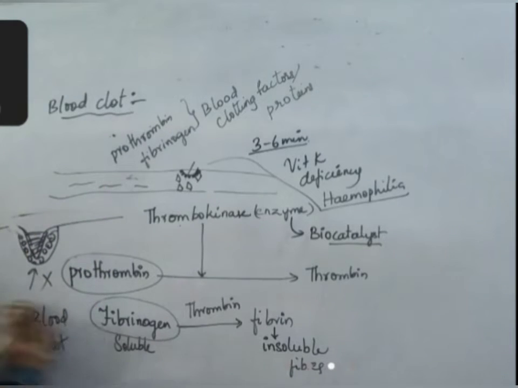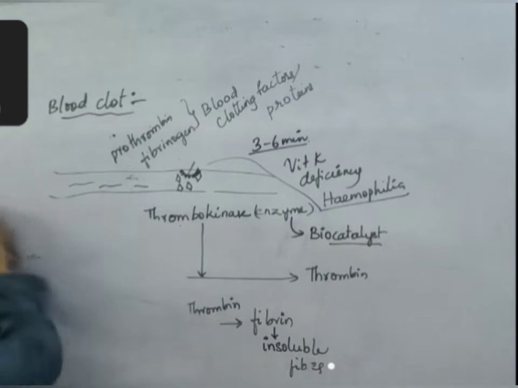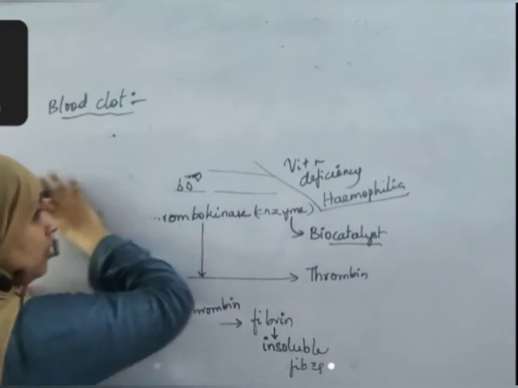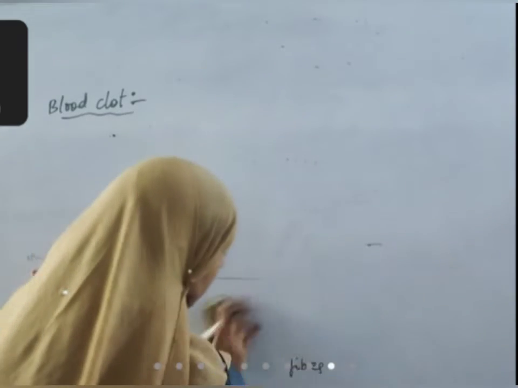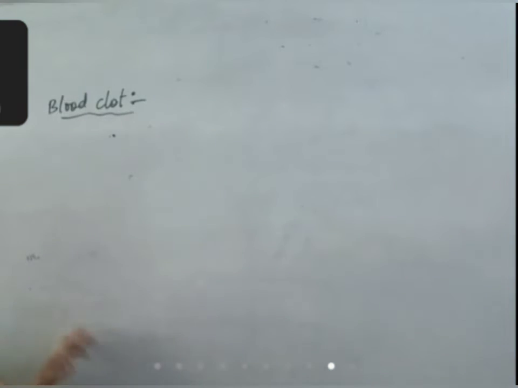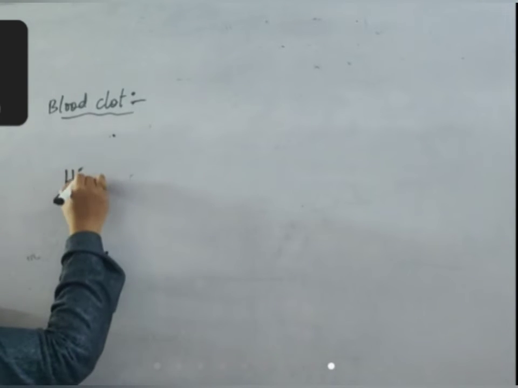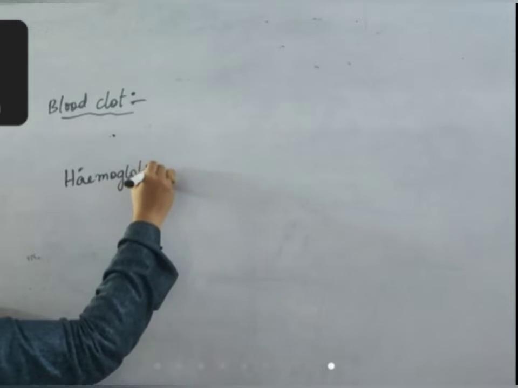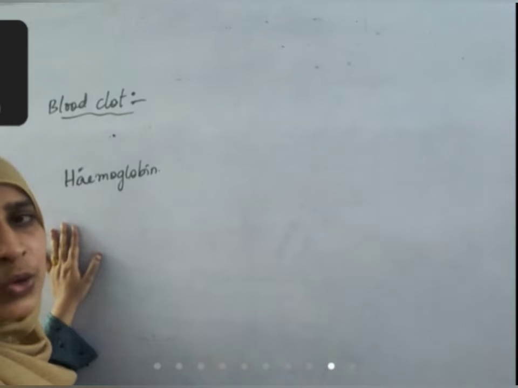Okay? There is another condition which I'll tell you now. That is also related to a genetic blood disorder, thalassemia. Hemoglobin is a blood protein. We all know about this. It is an iron containing protein and it imparts red color to the blood.